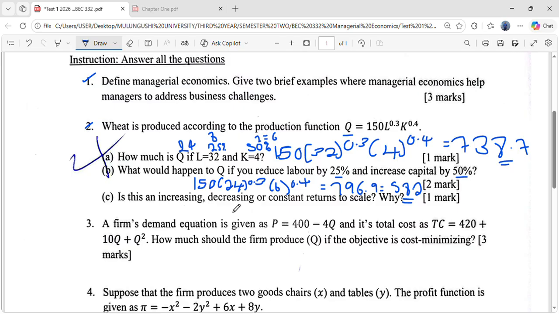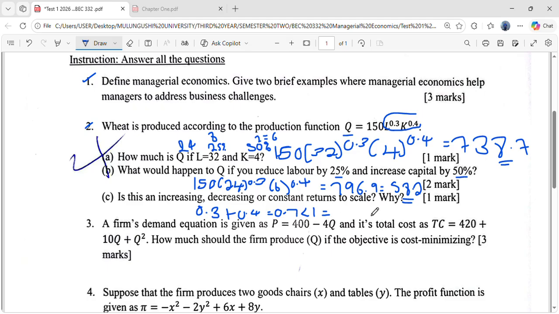Is this an increasing, decreasing, or constant return to scale? For you to determine whether it is an increasing, decreasing, or constant return to scale, you check the powers that are given here. So you add these powers, 0.3 plus 0.4. They give you 0.7. And if you check, this answer is lesser than 1. So if the answer we get is lesser than 1, it means that the equation we are given is a decreasing return to scale.